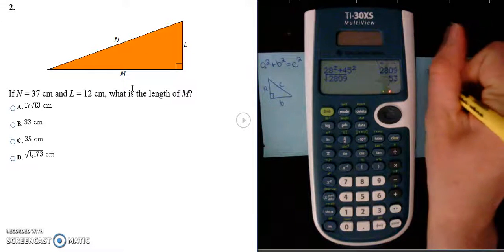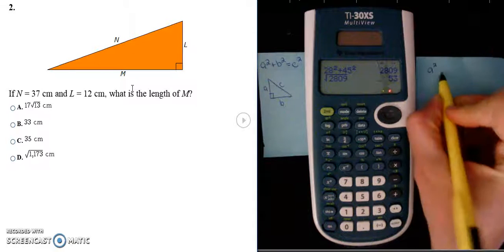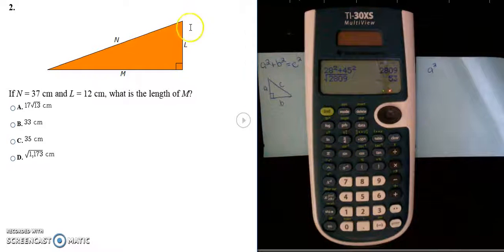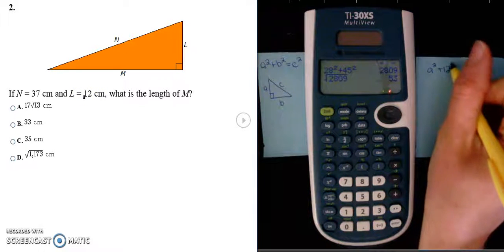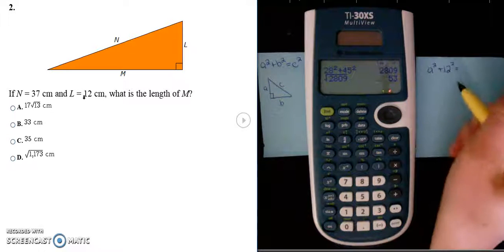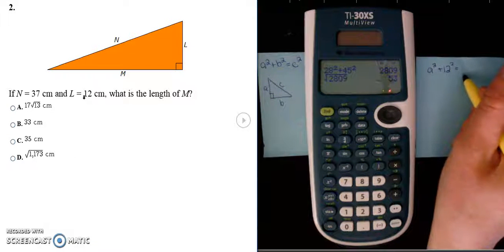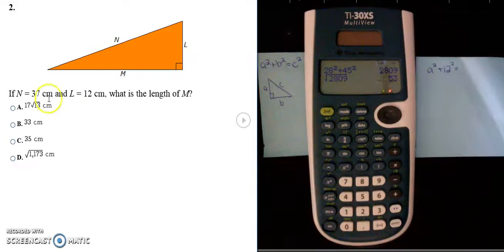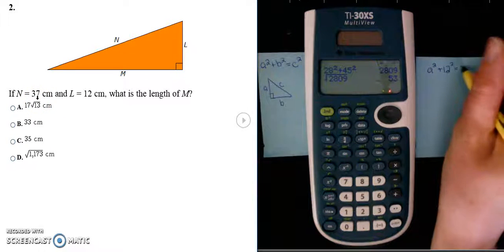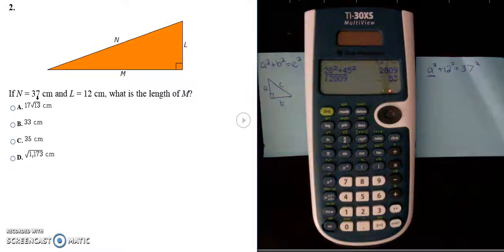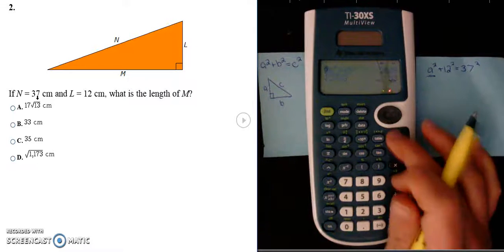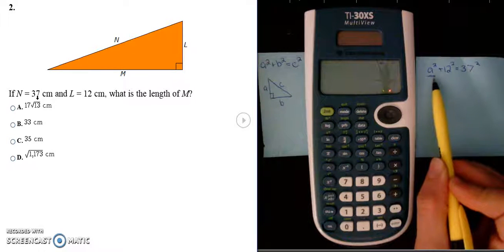I don't know a squared, so I'm going to write that down. And then I'm going to say that L is my b side, so that's 12 squared. It doesn't matter which of the legs is a and b, but the c number always has to be the hypotenuse, which here is 37. So I'm going to have 37 squared. This time, though, I'm solving for a leg, so I'm going to have to use the calculator to calculate that leg.